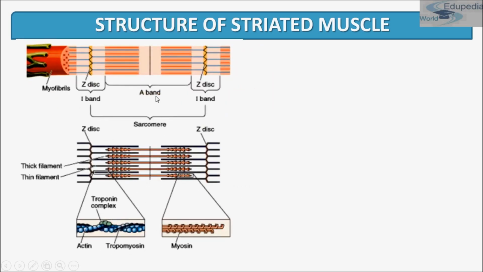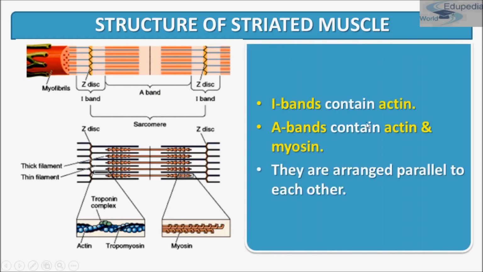See, A band means anisotropic band, and the I band is the isotropic band. The distance between two Z discs is known as the anisotropic band, and the distance between two I bands is known as the sarcomere. Please note that this I band is the one that contains actin in it. As you can see, these blue lines are your actin, and this red one is your myosin.